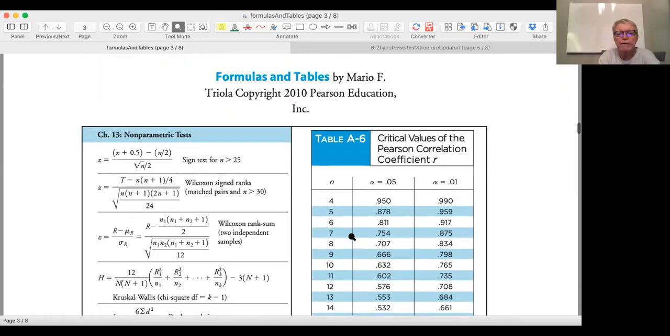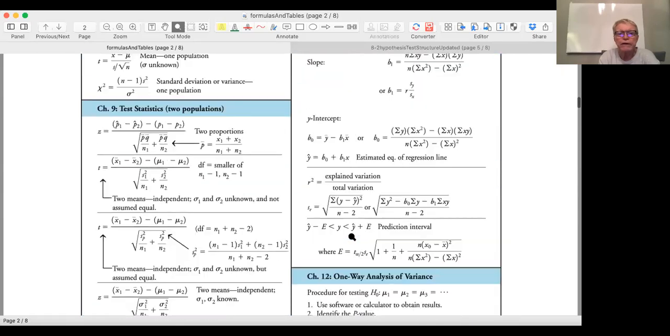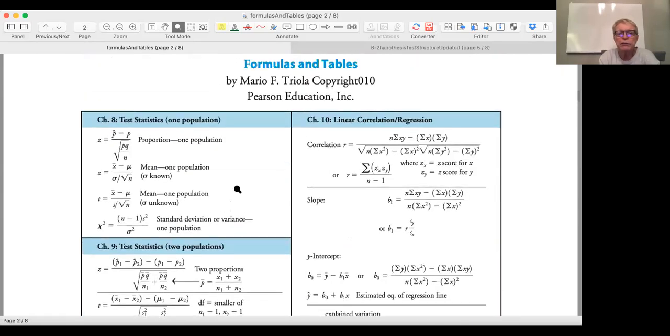Let me quickly show you one thing here, and that is in chapter 8, formulas. We see that we have the test statistic formulas written in here. The Z is for test of proportion. The T is for test of the mean when we don't know sigma, which is all of our tests of the mean. And the chi-squared for standard deviation.